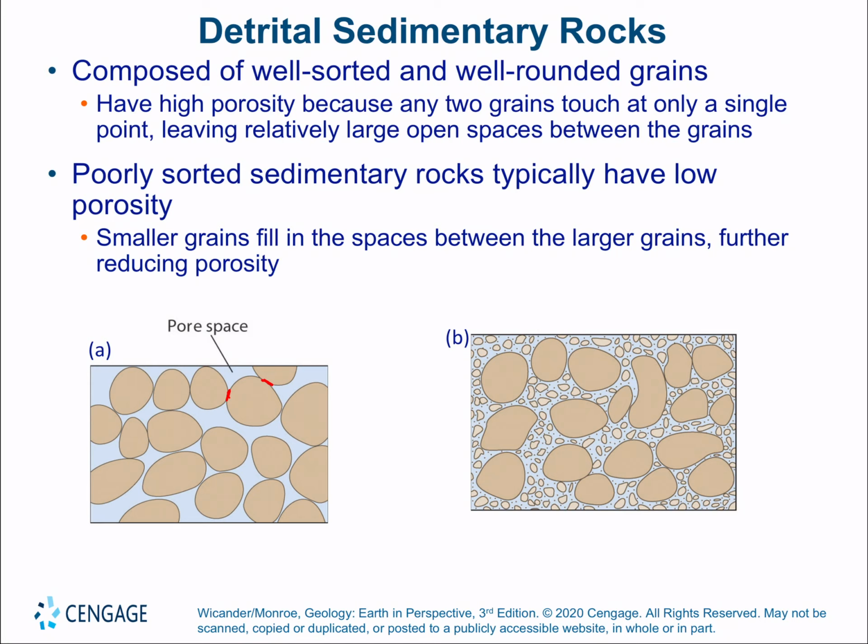Whereas if we look at picture B, poorly sorted sedimentary rocks are going to have a lower porosity, because poorly sorted means we have a wide range of grain size. Notice all of our smaller grains that can fill in the holes between these larger rounded grains. So we're reducing the number of pores. So this has a high porosity. This picture would have a low porosity.